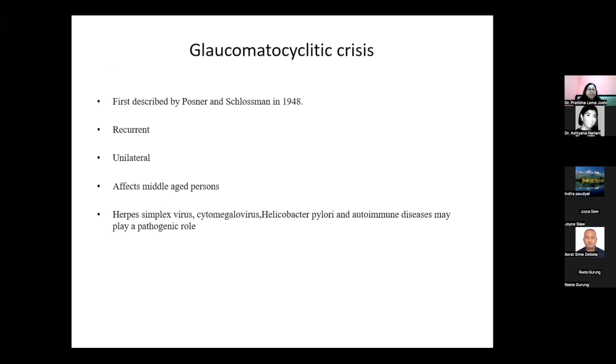Glaucomatocyclitic crisis, also known as Posner-Schlossman syndrome. It was described by Posner and Schlossman in 1948. This is a recurrent condition, usually unilateral, and affects middle-aged people. And many viral associations are also seen in patients with Posner-Schlossman syndrome.